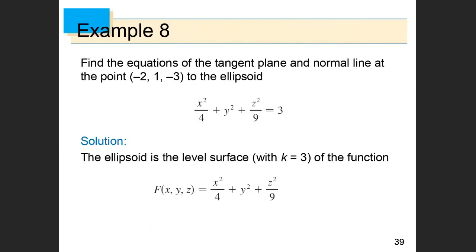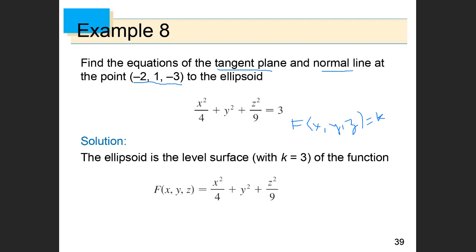We'd like to find the equations of the tangent plane and the normal line at the point (-2, 1, -3) to this ellipsoid. The first part of the methodology to solve the problem is to find the gradient of f. Suppose f of x, y, z equals k. Here f of x, y, z is x squared over 4 plus y squared over 1 plus z squared over 9. This is an ellipsoid form, of course.